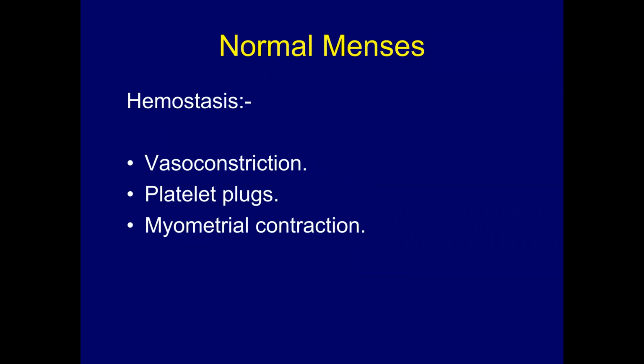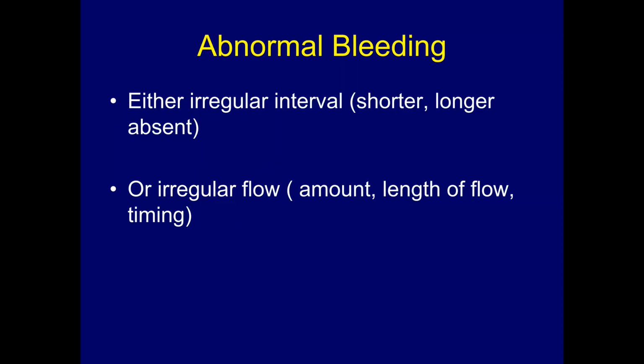So we said, in order to have a regular menstrual cycle, you need to have a regular ovulatory pattern, and any deviation from that leads to a deviation from regularity of the menstrual cycle. At the same time, we need to have normal hemostasis. Hemostasis has 3 arms in the uterus. One, you have vasoconstriction, and you have the thrombi formation with a platelet plug, and you have the myometrial contractions. So those 3 cause hemostasis. Any disruption of these mechanisms leads to more bleeding, leads to abnormal menses.